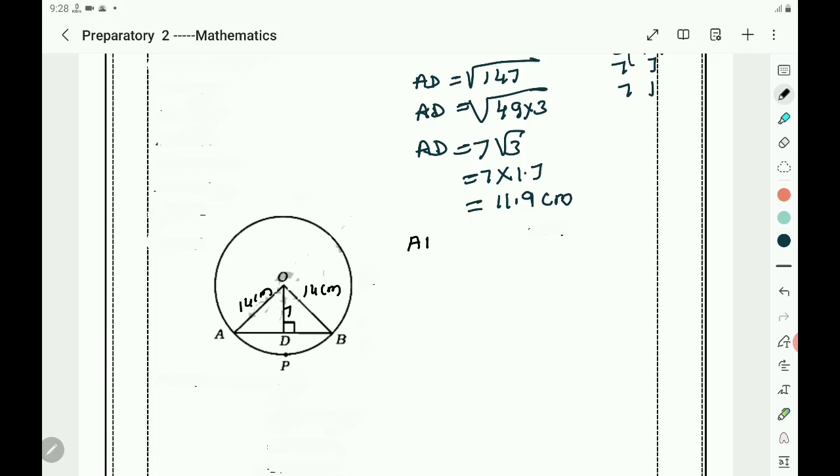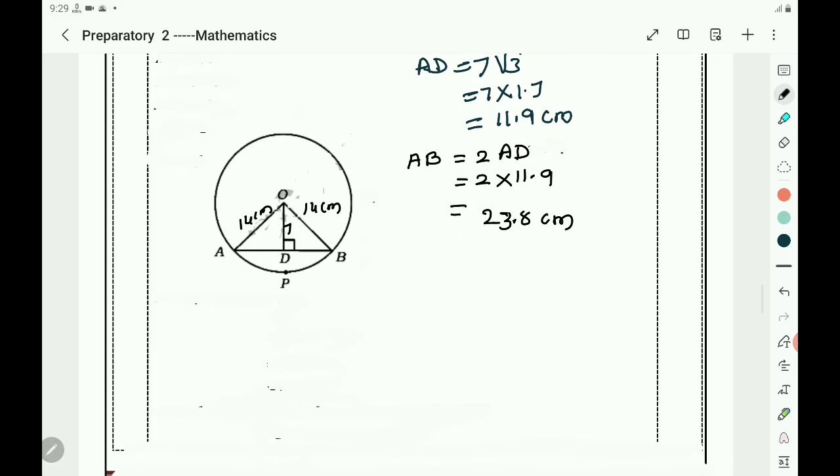Then AB is twice of AD, 2AD. AB equals 2AD equals 2 into 11.9. Here 9 twos are 18, 1 carry. 2 ones are 2 plus 1, 3. And 2 ones are 2. So 23.8 centimeter. AB equals 23.8 centimeter.